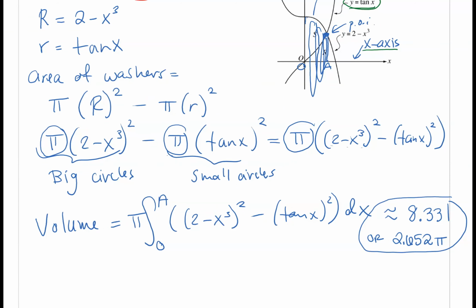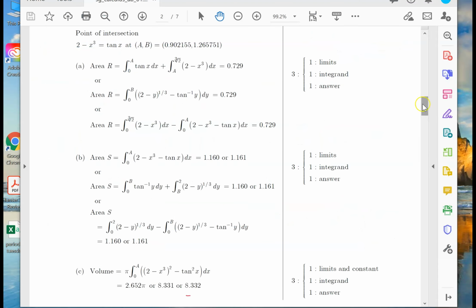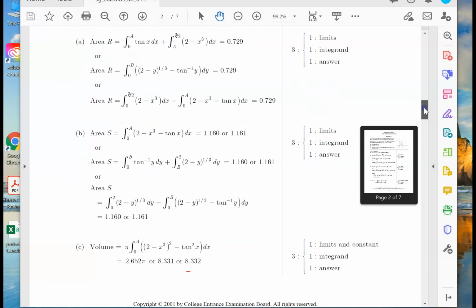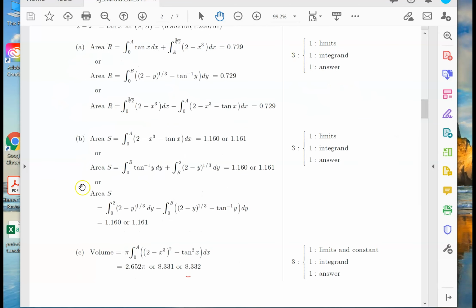Let's take a look at the scoring guidelines. A typical FRQ problem on the AP test is worth 9 points. We can see that for this one, they split each part into 3 points. And it looks like the points were split up pretty similarly between all 3 parts. They were giving out 1 point for the limits, 1 point for the integrand and 1 point for the answer.